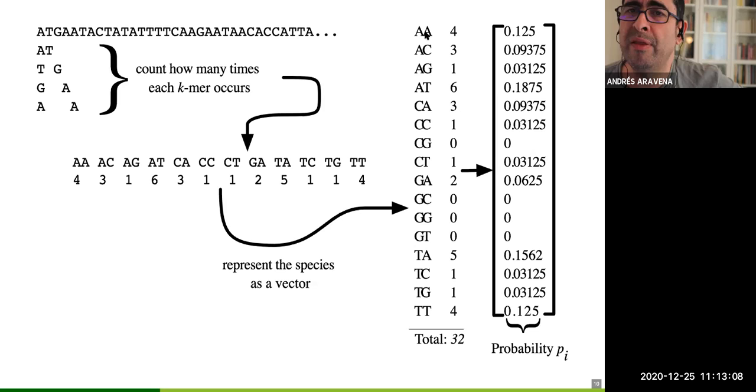Because the number of k-mers is given by the letters that you have. You have 4 combinations for the first letter, 4 combinations for the second. So you have 16 for 2 letters. Some of them may not occur, may not be found in the genome, but you still have them in the vector and you count them as 0.